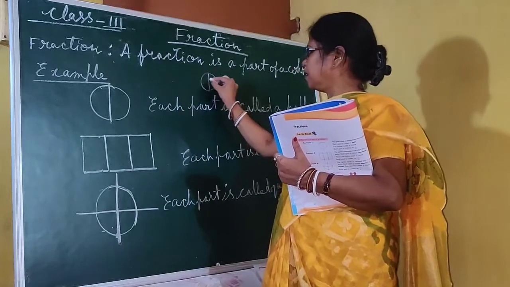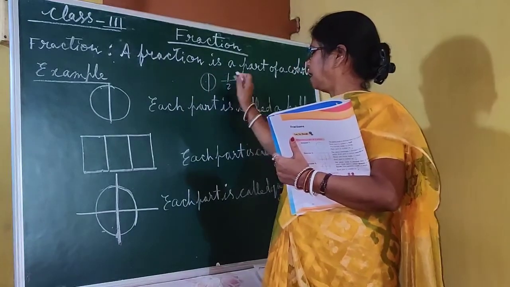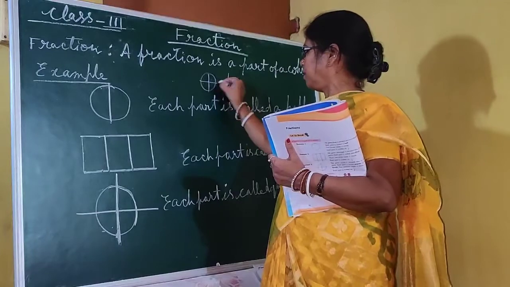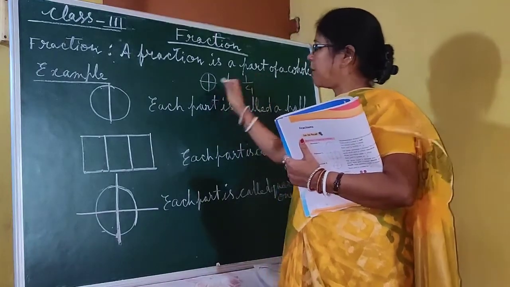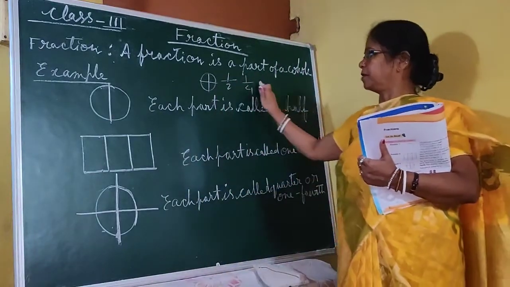Half part, then it will come half. And if you make 4 parts, 1 part will be 1/4. That means a part of a whole is called a fraction.